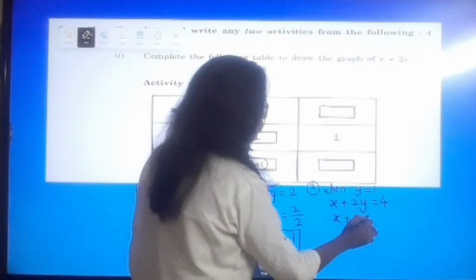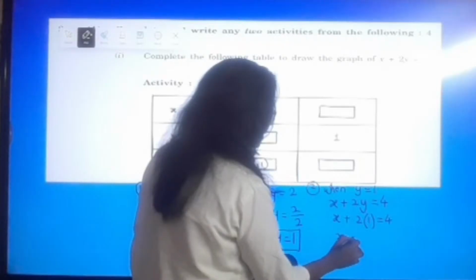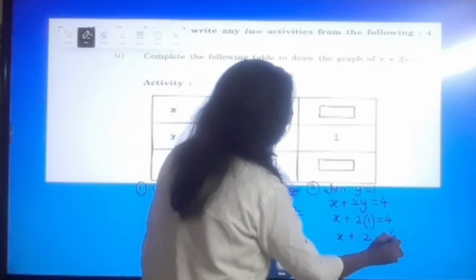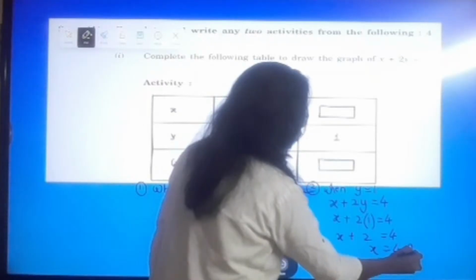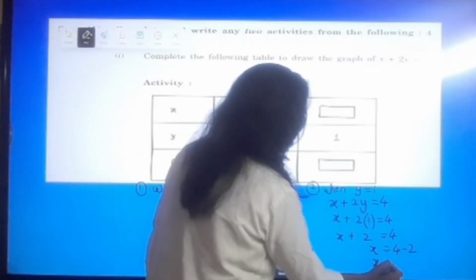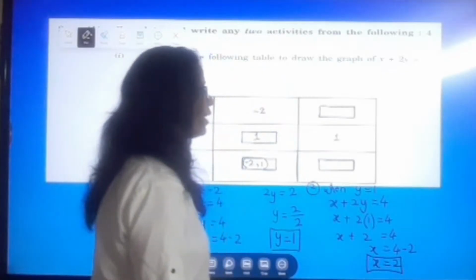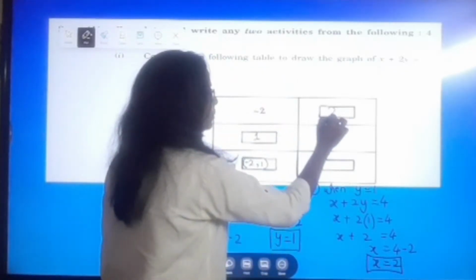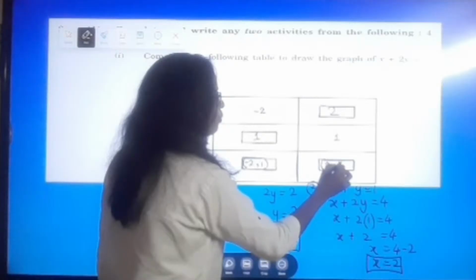x plus 2 multiply 1 is equal to 4. So x plus 2 is equal to 4. That means, students, x is equal to 4 minus 2, and that means x is equal to 2. So I write down here 2, and then the coordinate will be (2, 1).